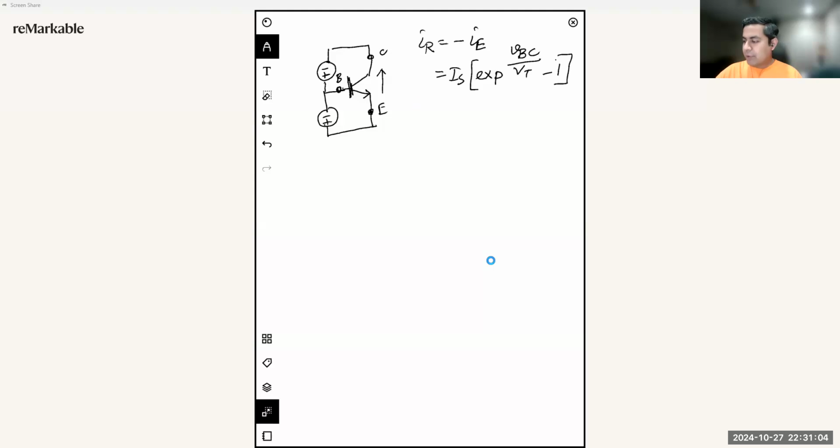So we can write the base current that is going in this direction: IB is going to be IR by beta R. So beta R is similarly another constant. As you can see, this is the common emitter gain, but in the reverse direction. So this is the reverse common emitter gain.